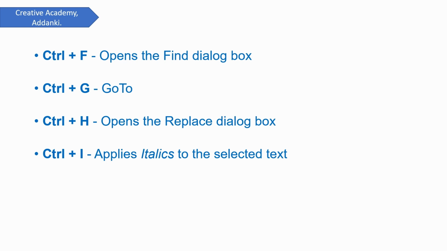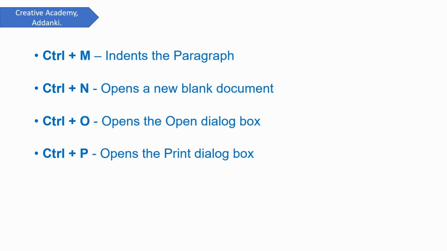Italic style and font will be applied by using the shortcut Control I. We can indent the paragraph. Indentation can be given by using Control M, and Control N is useful for creating a new document. A new document will be created by using the shortcut Control N.